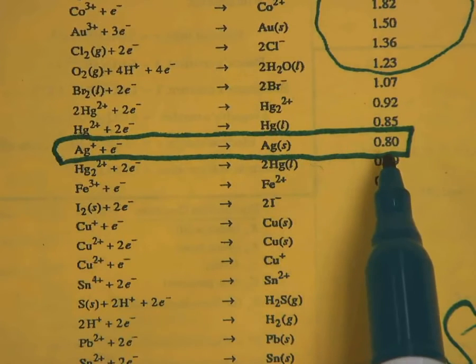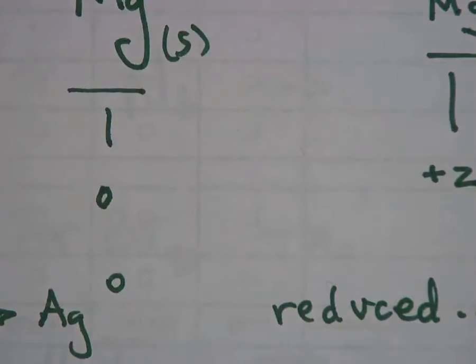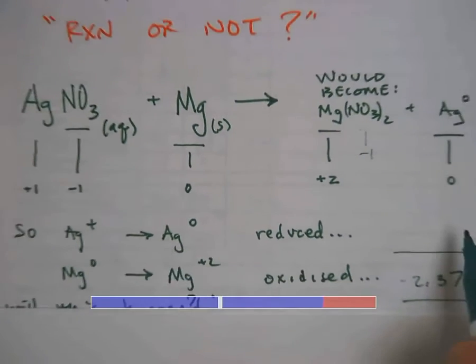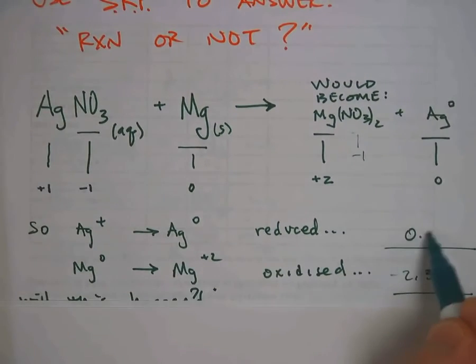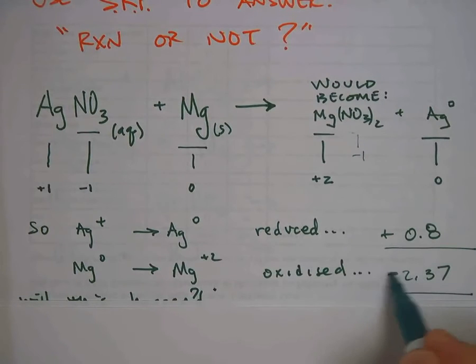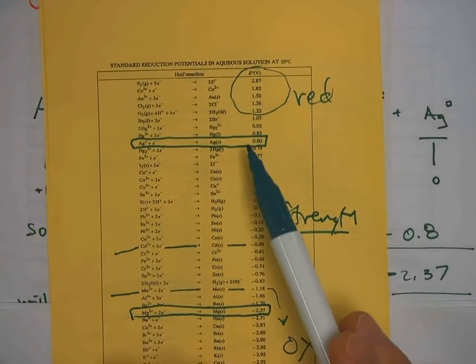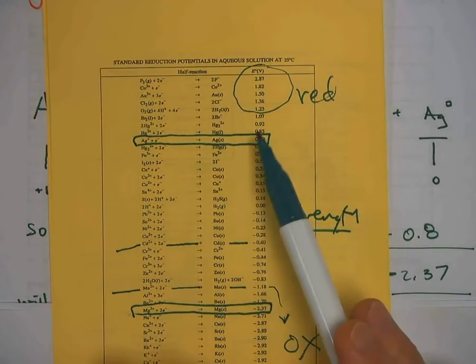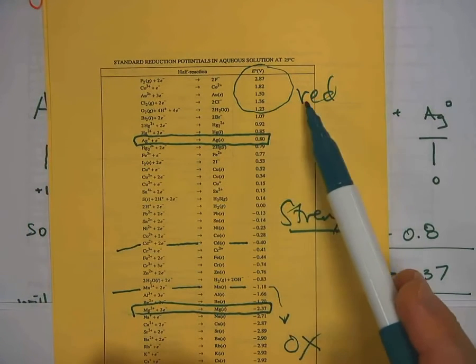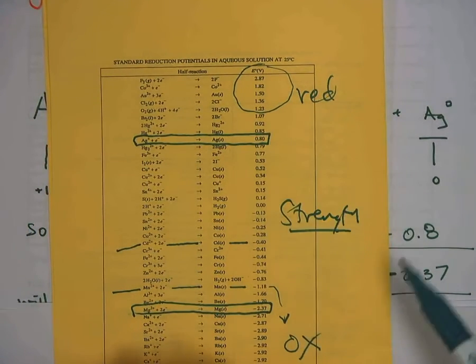0.8, positive 0.8. Okay? Zooming back out now. Positive 0.8 here for silver, negative 2.37. Well, who has the better possibility of being reduced? Well, you can see that silver's way up here, and so its reduction possibility or potential is way greater.